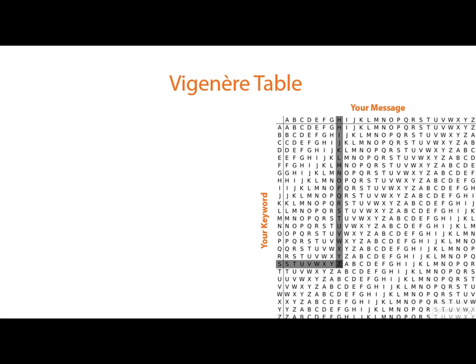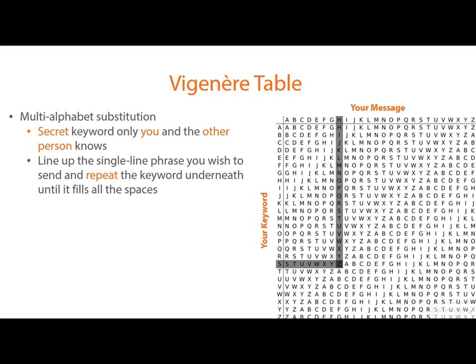Okay, next up we have something referred to as a Vigenère table, and this is a multi-alphabet substitution cipher. All right, so basically a polyalphabetic substitution cipher. So it consists of your message and a keyword that only you and the other person will know.